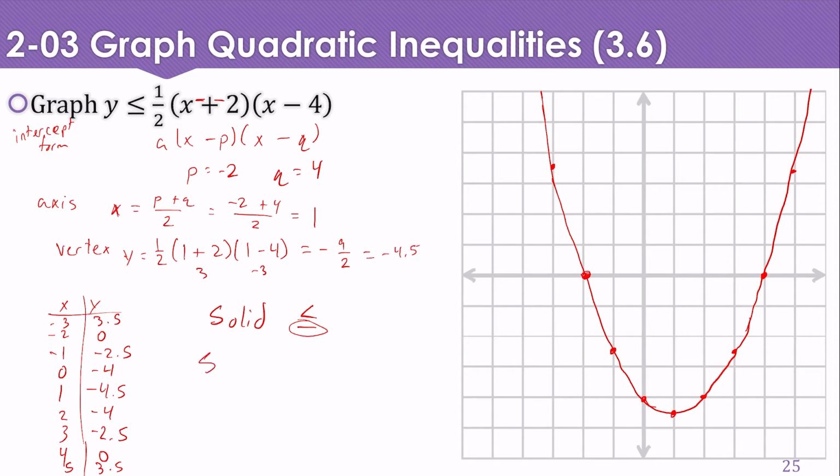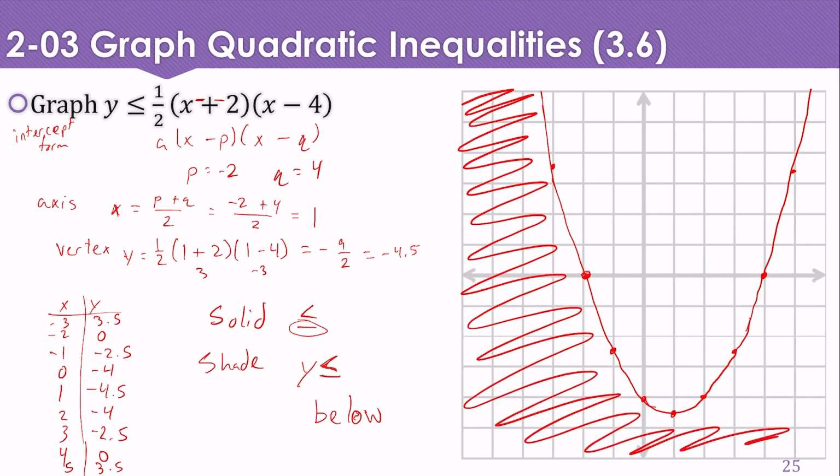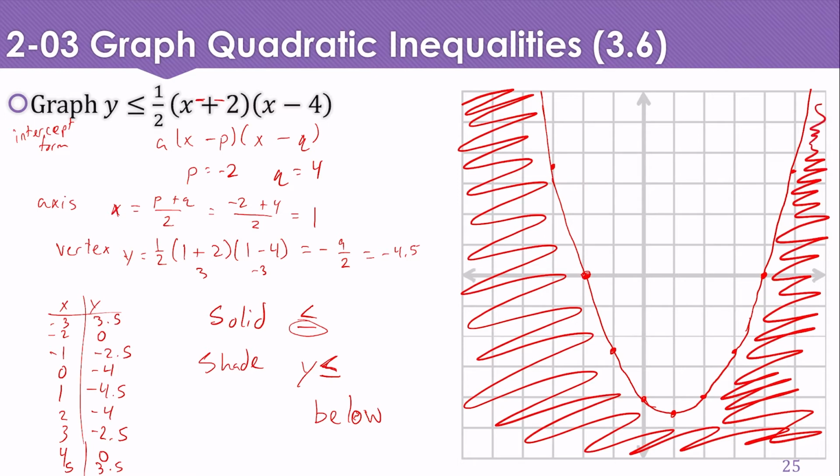Now the shade. It's y is less than or equal. I'm using method 2. It's less than or equal. We're going to shade below. So everywhere below that is shaded. And that's your graph.